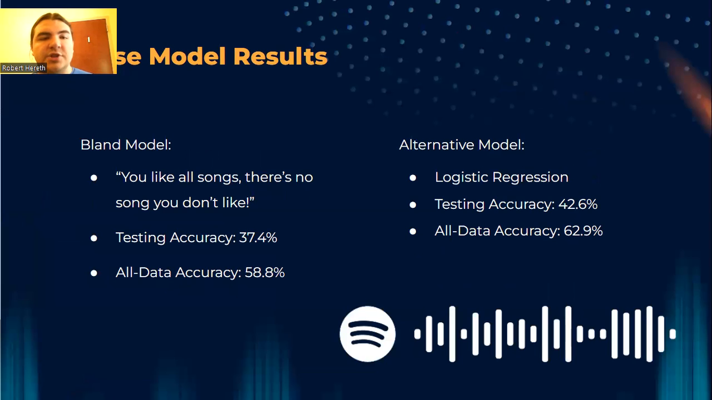For this question, I had two base models that I wanted to compare it against. The first one is the bland model, as I'm going to call it, which classifies everything as whatever was most popular. In essence, it says, you like all songs, and there's not a song that you don't like, classifying every song as one that I like. Within the testing data set, this ended up with a 37.4% accuracy, and across the entire data set, it had a 58.8% accuracy. The alternative model, which I decided to compare against it as well, was a logistic regression, just out of the box from the sklearn package in Python. With this, I got a testing accuracy of 42.6% and an accuracy across the data set of 62.9%.